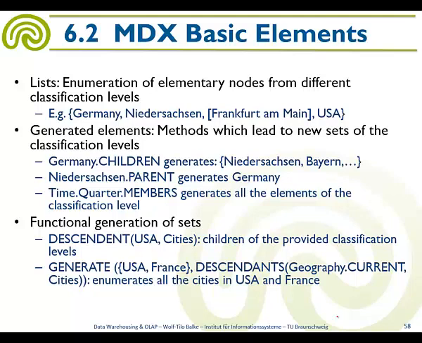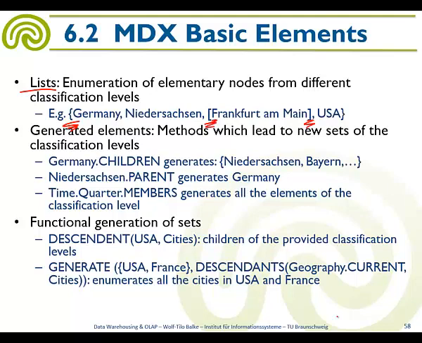Okay, let's look at it. We have some basic elements that can be used. So we have lists, and lists are just enumerations of nodes from different classification levels. So you can say, there's a list with set-based brackets: Germany, Niedersachsen, Frankfurt am Main, USA, or something like that. And this is a list of different nodes, right?